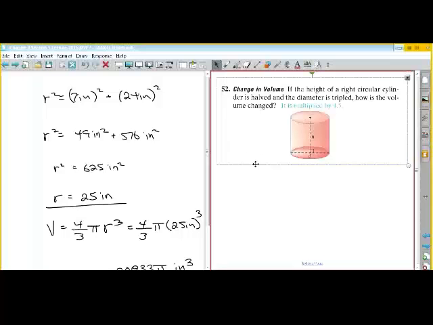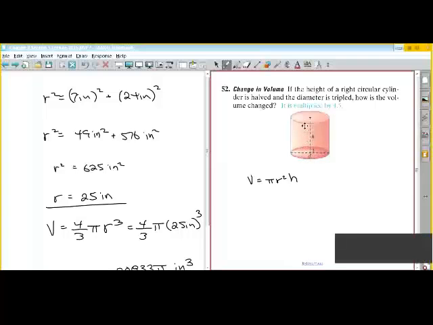Well, the first thing you do is you write down the equation for the volume of a right circular cylinder, and that is equal to pi r squared times h. And why did I remember that? Because the area of a circle is pi r squared, and if you take that circle and you extend it the distance h, you create a volume. So that's the equation.